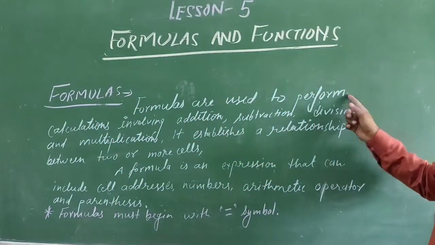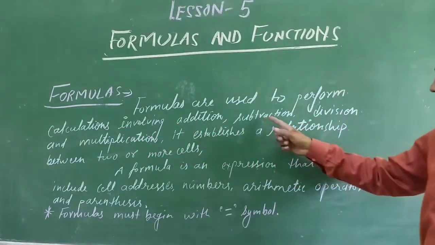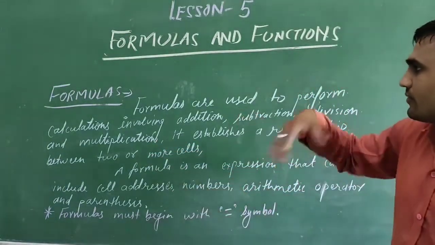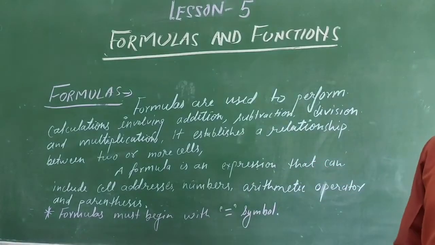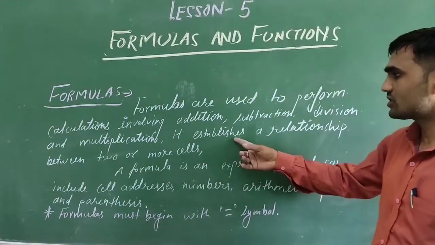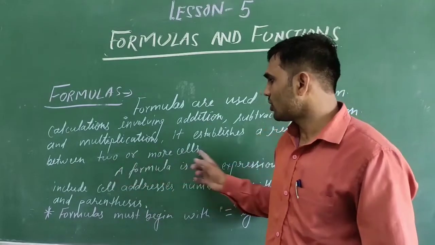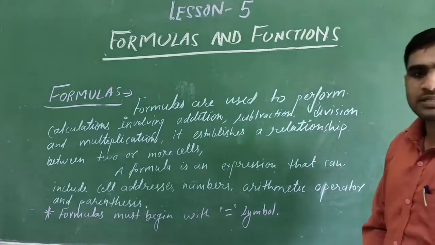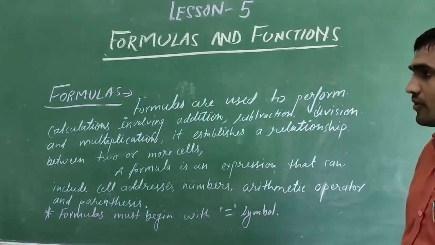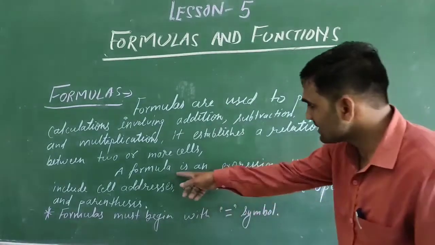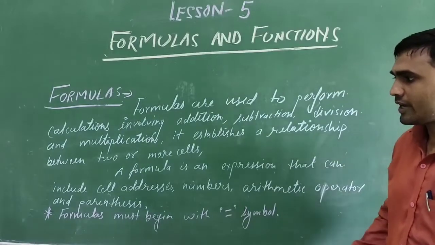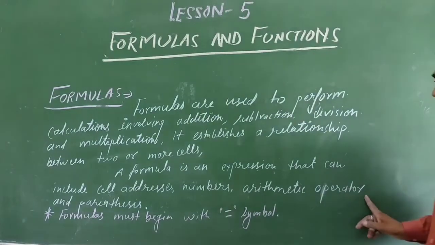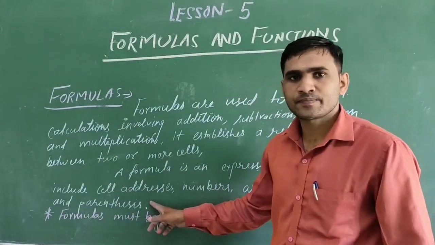Formulas are used to perform calculations involving addition, subtraction, division and multiplication. Using a formula we can perform all types of addition, subtraction, multiplication and division, and it establishes a relationship between two or more cells. If we use a formula, we need two or more cells. A formula is an expression that can include cell addresses, numbers, arithmetical operators and parentheses.